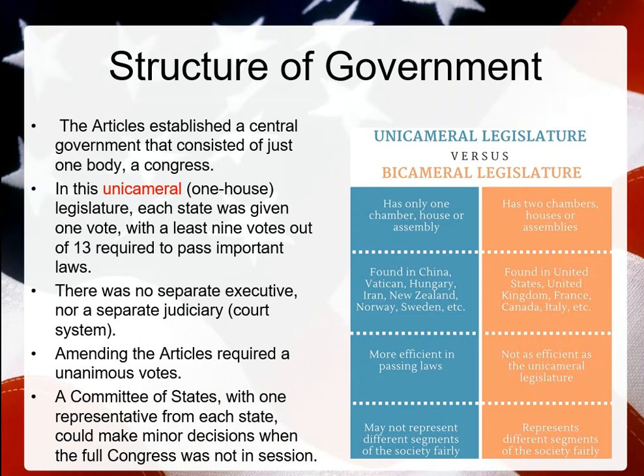You have structure of government happening. The articles established a central government that consisted of just one body, and that made up a Congress. Are you with me here? So Congress in the Articles of Confederation is unicameral, which means one house. Each state was given one vote, with at least 9 votes out of 13 required to pass important laws. There was no separate executive and no separate judiciary or court system. Amending the articles required a unanimous vote, which would be kind of hard to do. A committee of states with one representative from each state could make minor decisions when the full Congress was not in session.